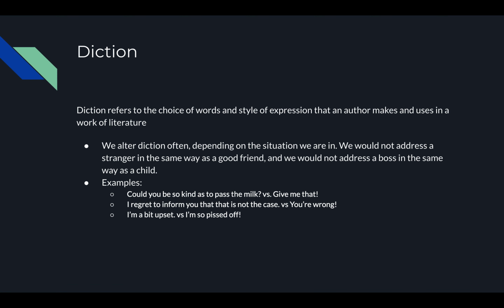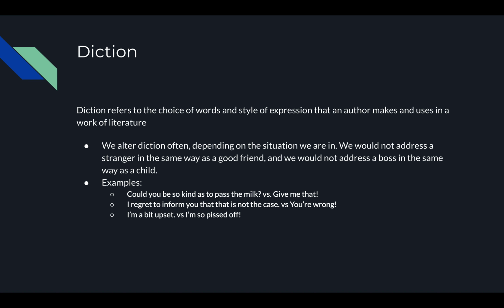The first thing in this chapter is they spend a lot of time talking about diction. And diction refers to the choice of words and style of expression that an author makes and uses in a work of literature. And we often alter our diction depending on what situation we are in. We do this naturally when we are talking. You wouldn't address a stranger the same way that you would a good friend. You wouldn't address your boss in the same way as you would a child. So, those are examples of diction. It is just how we alter the language and the words that we're using.